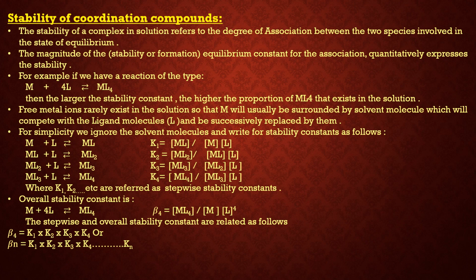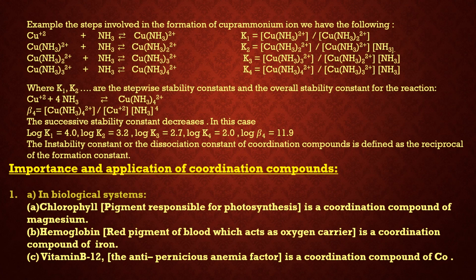Now beta 4, that is the overall stability constant, is equal to K1 into K2 into K3 into K4. Or if the formation takes place in more than 4 steps, that is in n steps, then beta n is equal to K1 into K2 into K3 into K4 and so on till Kn. Now I am taking one example. Cu plus 2 when it reacts with NH3, it forms Cu(NH3) plus 2.